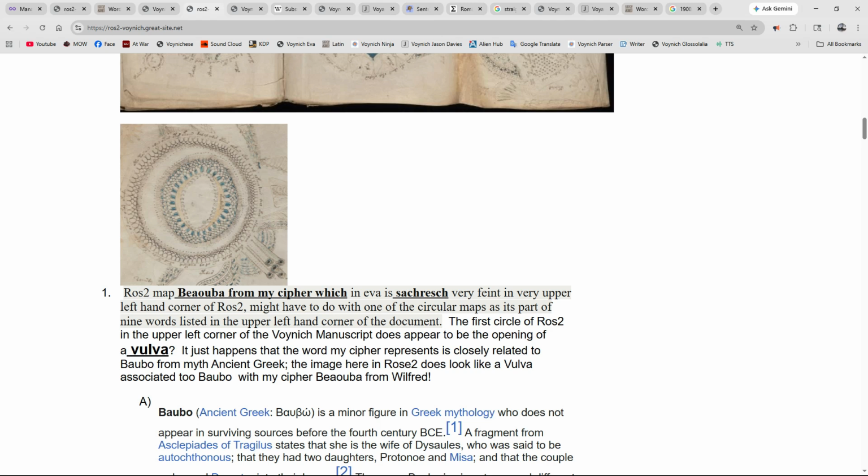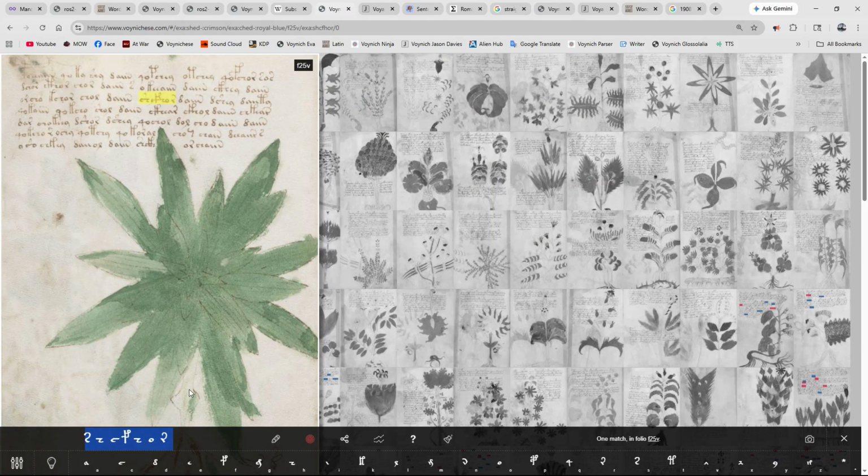I'm not saying it's Parseltongue or whatever they call it, but it has a snake vibe to it, not completely. Now let's take the word that I decoded it to on the first word, Ros2 Map Bioba from my cipher. This is the word I decoded it to, but we'll first take the Eva word and put it into here.